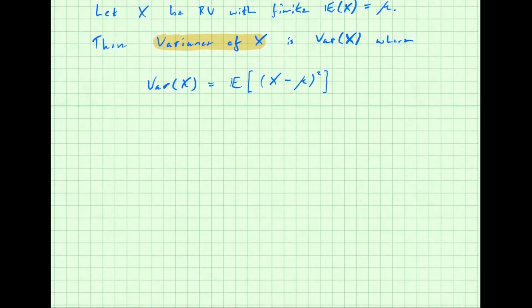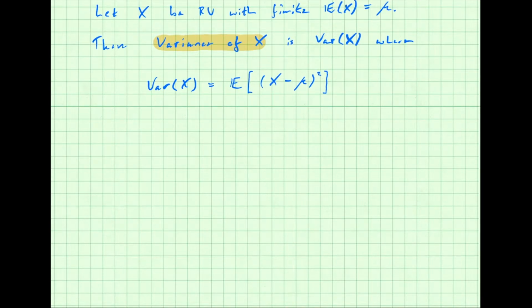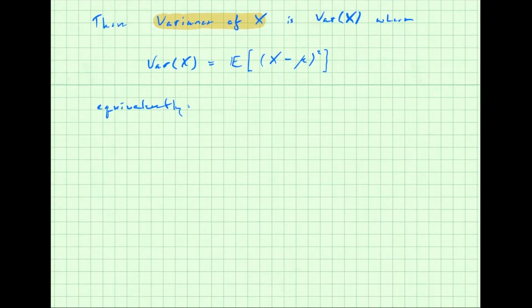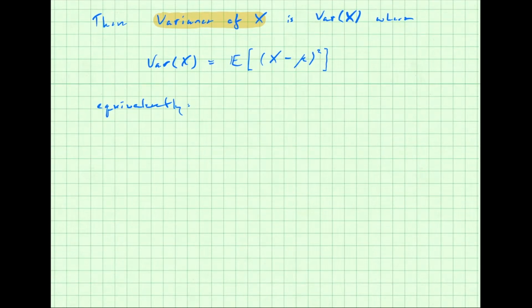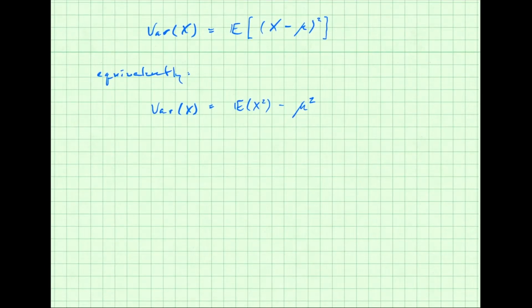There's another way to write this, which is often more useful. So equivalently, you can consider this part of the definition if you want, but we'll prove it. You can write it as this: variance of x is equal to the expected value of x squared minus the square of its expected value, or the square of its mean. All right, so that's the definition there, and we'll do a little proof to show you that that second version is equivalent to the first.